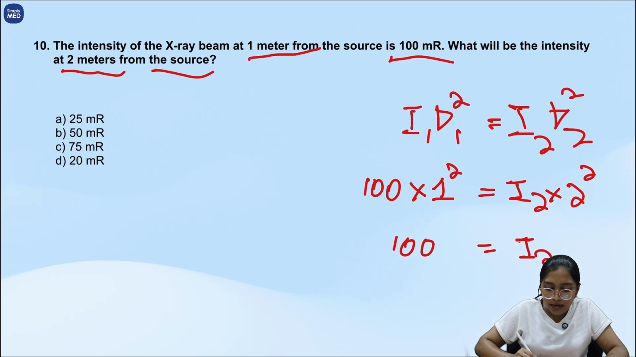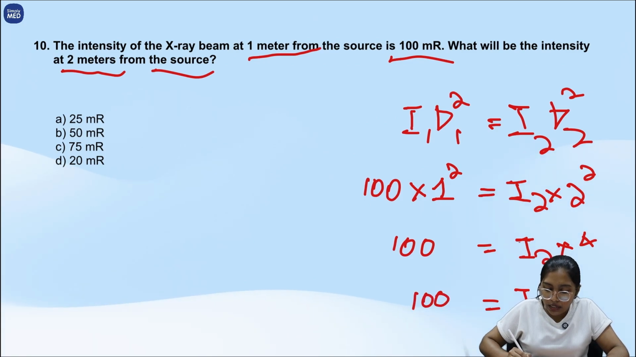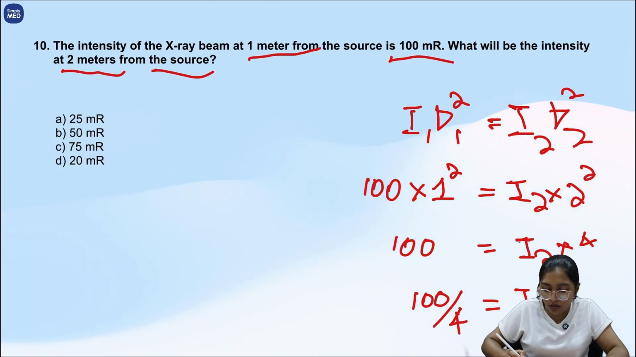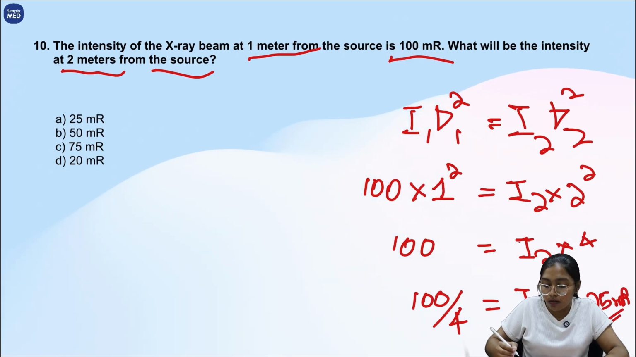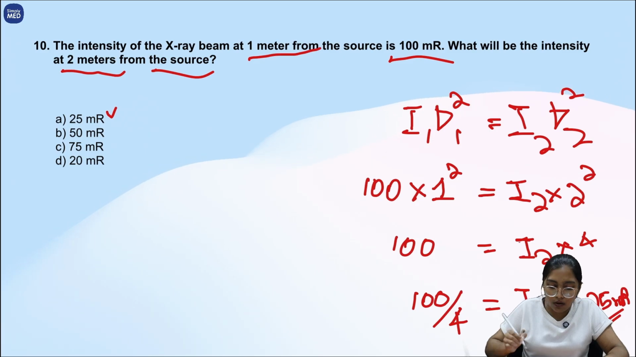Now solving this, 100 into 1 square is 100 only. Then I2 into 2 square. 2 square is 4. So I2 into 4. Now we can keep the I2 here and bring the 4 to this side, so it goes downwards. So 100 by 4 is equal to I2, which is equal to 25. Right, so our answer is 25 milliroentgen.